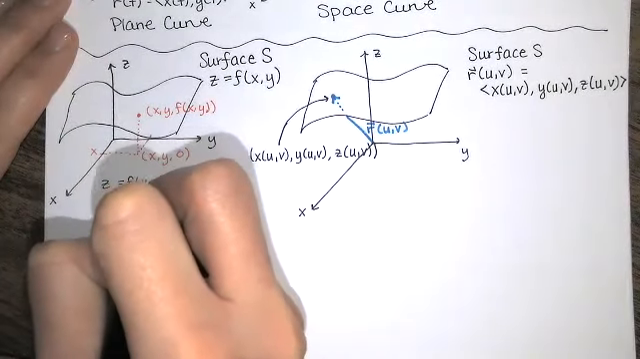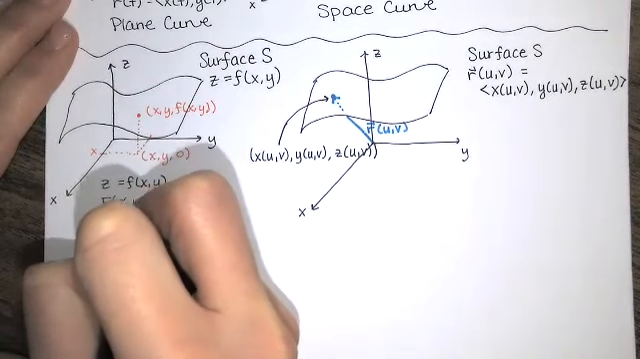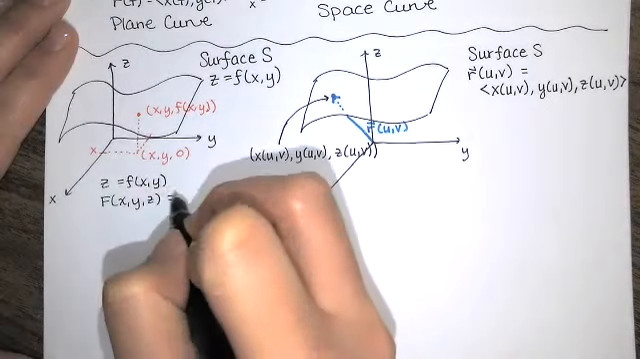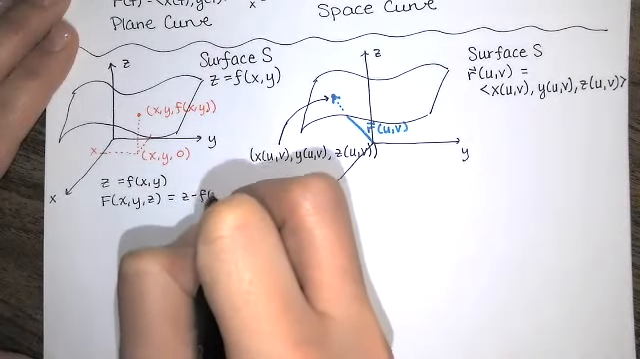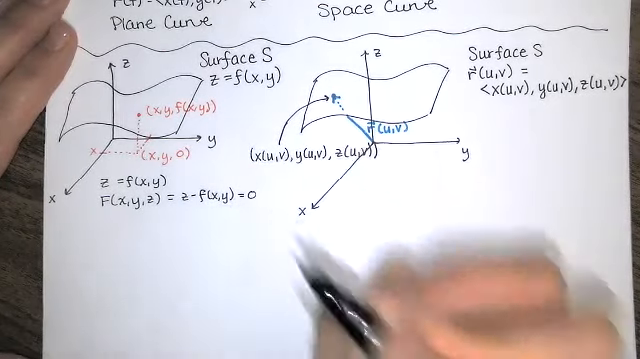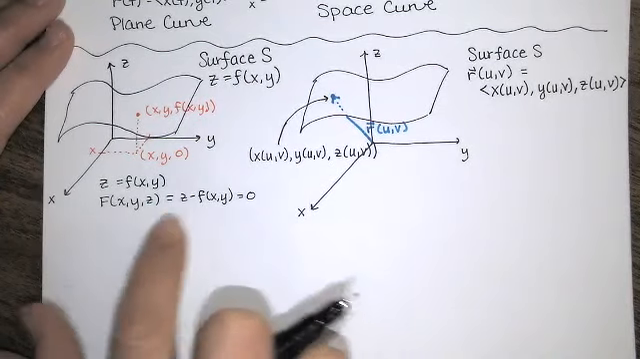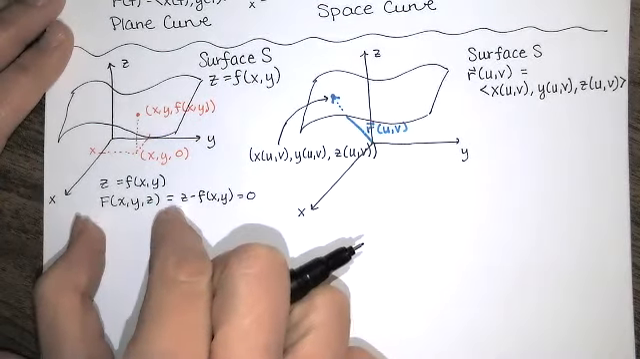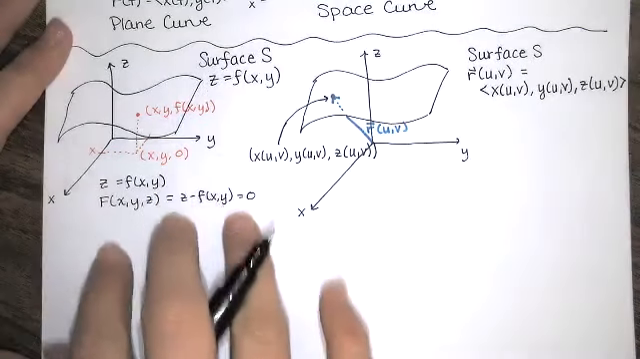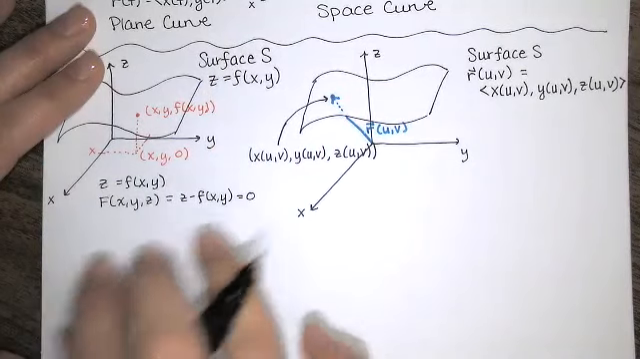So we could represent the surface this way: z equals f of x, y. We also said we could represent it this way. We could subtract that f of x, y from both sides and have f of x, y minus z equals 0. That's another way to represent that surface. We can think of it as a level surface of this function of three variables, capital F of x, y, z.